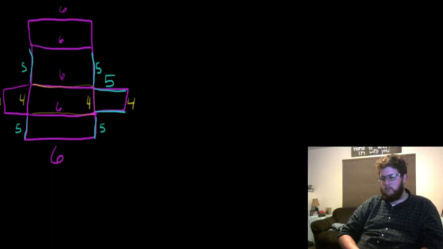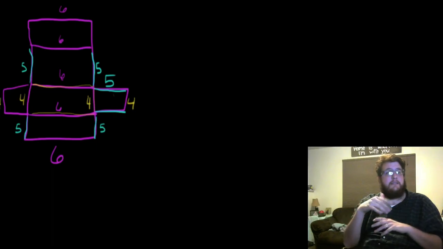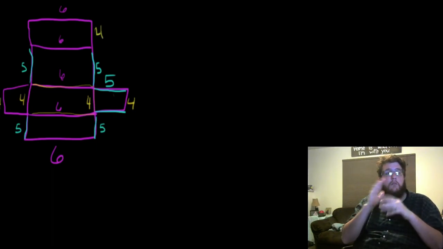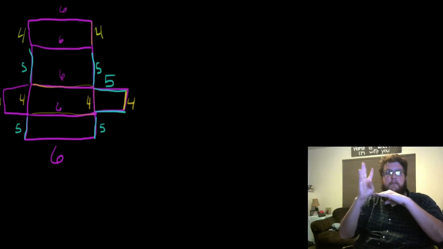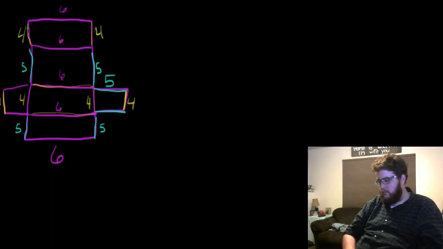Up here we need to be careful. So this is the top of our rectangular prism. So these sides are actually going to be 4, because this face is actually touching this face when we fold it all back up. And this edge, I'm sorry, edges are touching this edge.